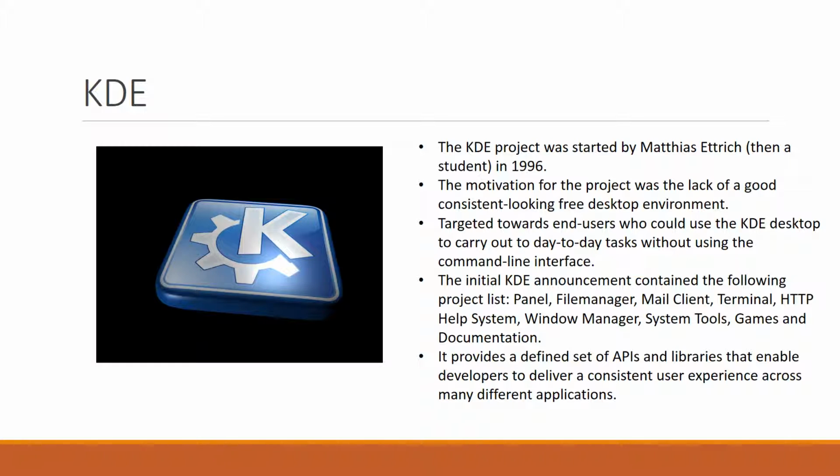The initial KDE announcement contained the following project list: Panel, File Manager, Mail Client, Terminal, HTTP Help System, Window Manager, System Tools, Games, and Documentation. It provides a defined set of APIs and libraries that enable developers to deliver a consistent user experience across many different applications.